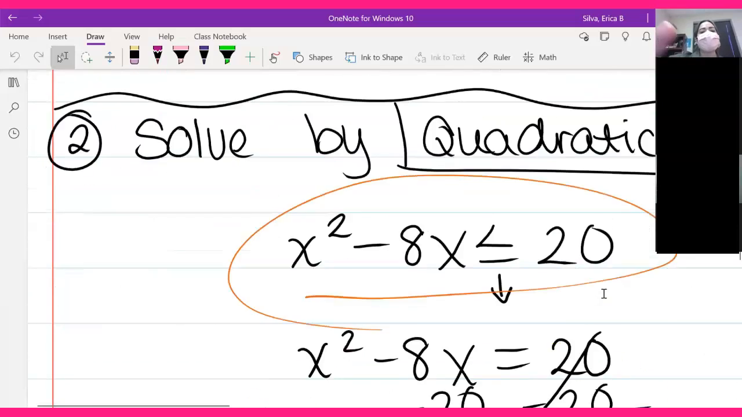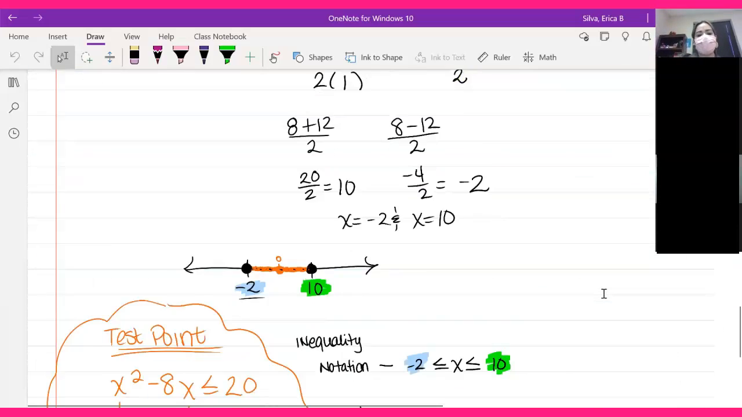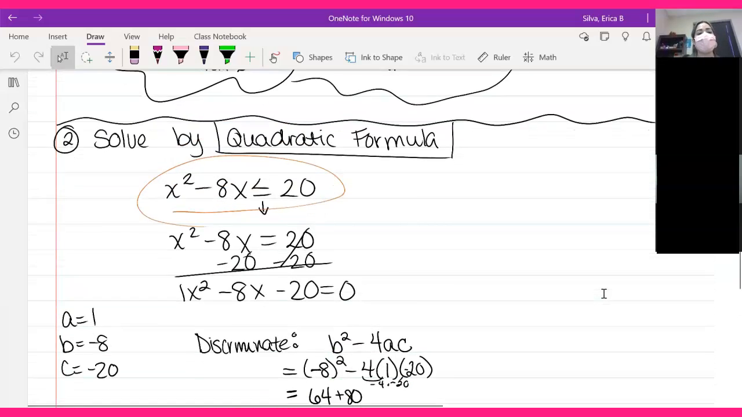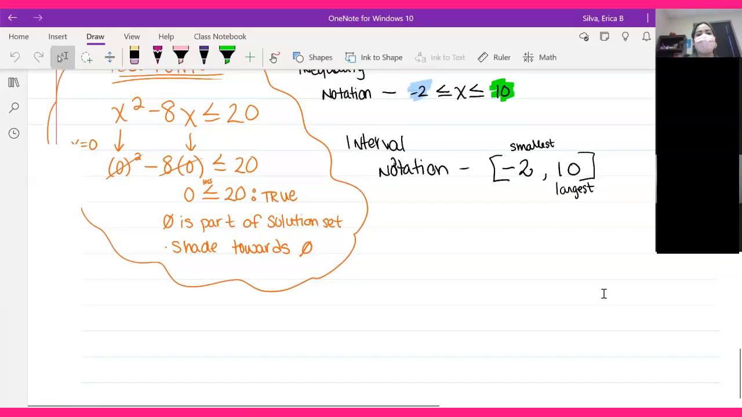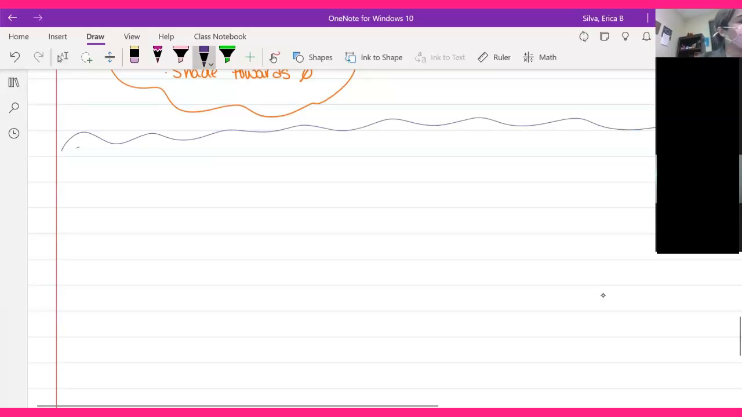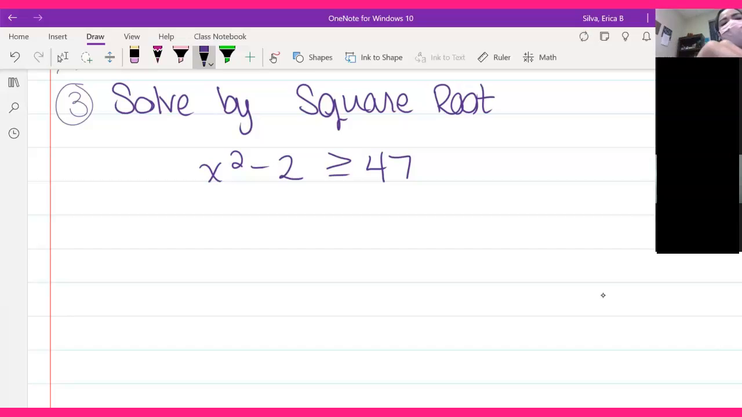So let's get our notes out, go to the last part. We ended with solving by using the quadratic formula. Let's go on to our last example. And for this one, we're going to solve by square root. So when we solve by square root, you know, to solve by square root when there is only an x squared, no b term, or no term with an x.